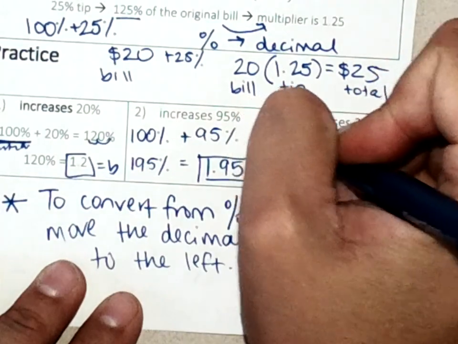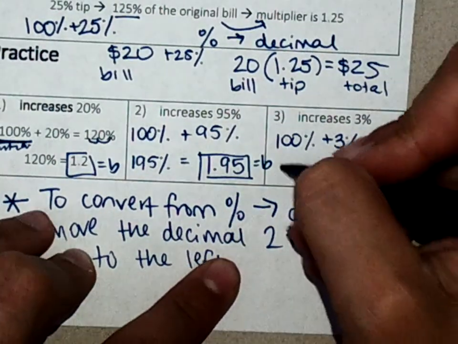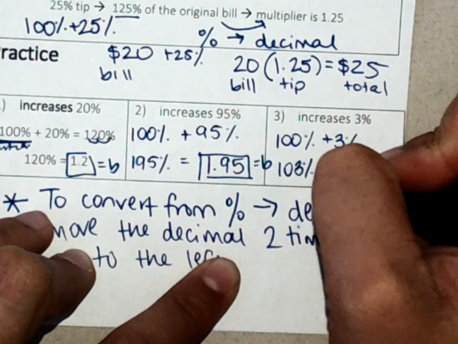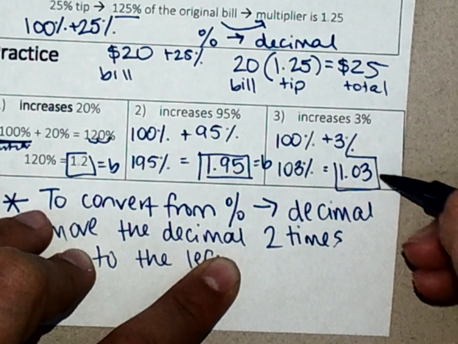Something increases by 3%, that leaves us with 103%, giving us a multiplier of 1.03.